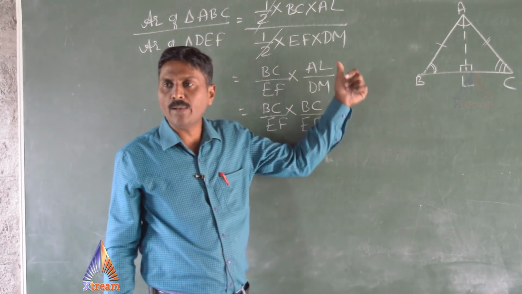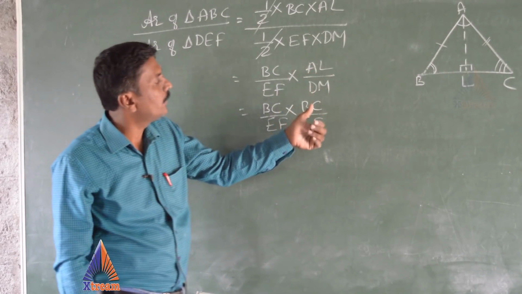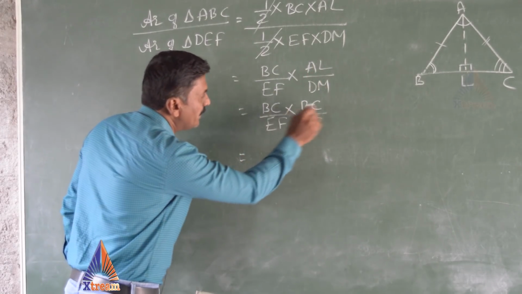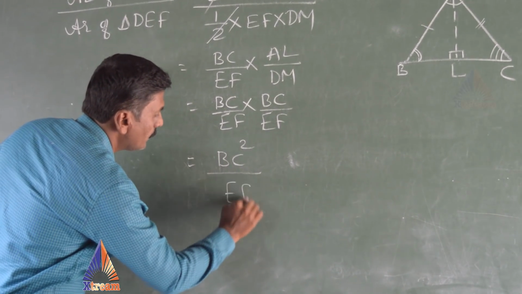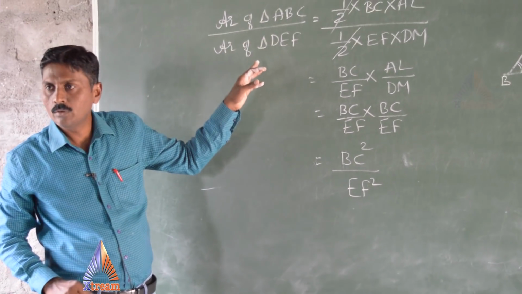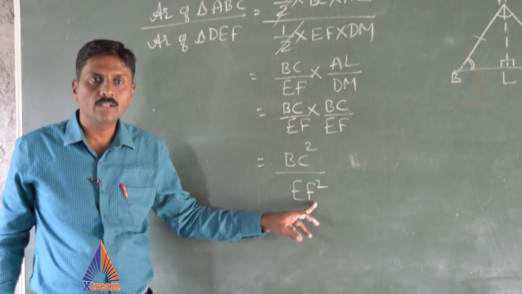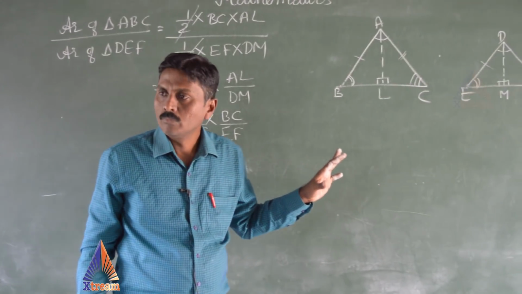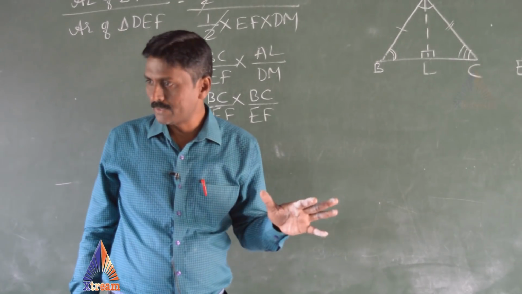Earlier we proved that AL by DM is equal to BC by EF. Therefore, I substituted BC by EF for AL by DM. Now, BC into BC is BC square by EF into EF is EF square. Therefore, areas of similar triangles are proportional to square of their corresponding sides. So, this is a theorem based on similar triangles.